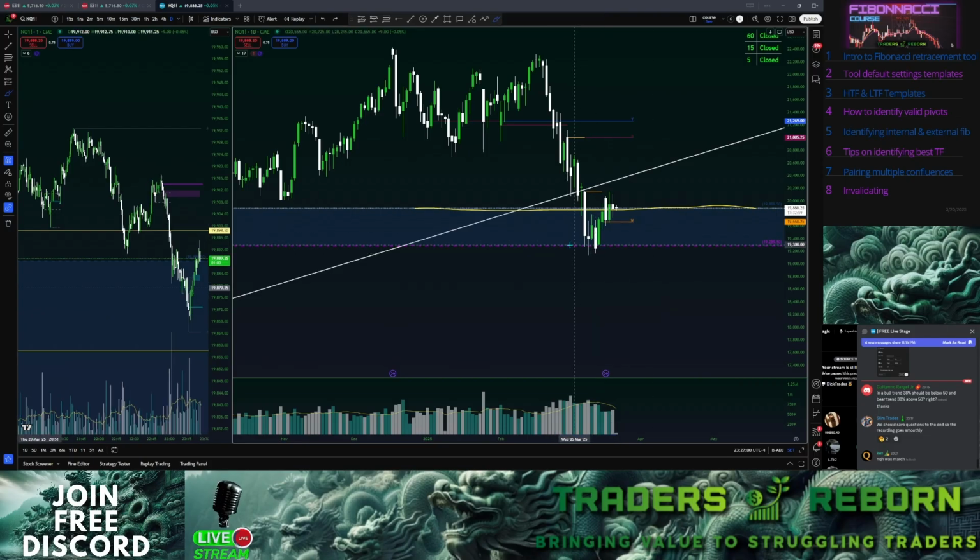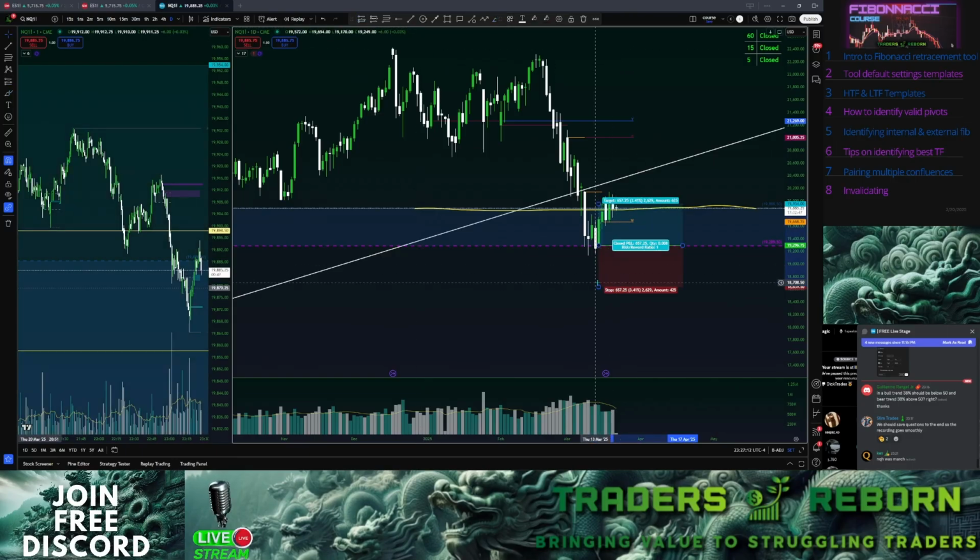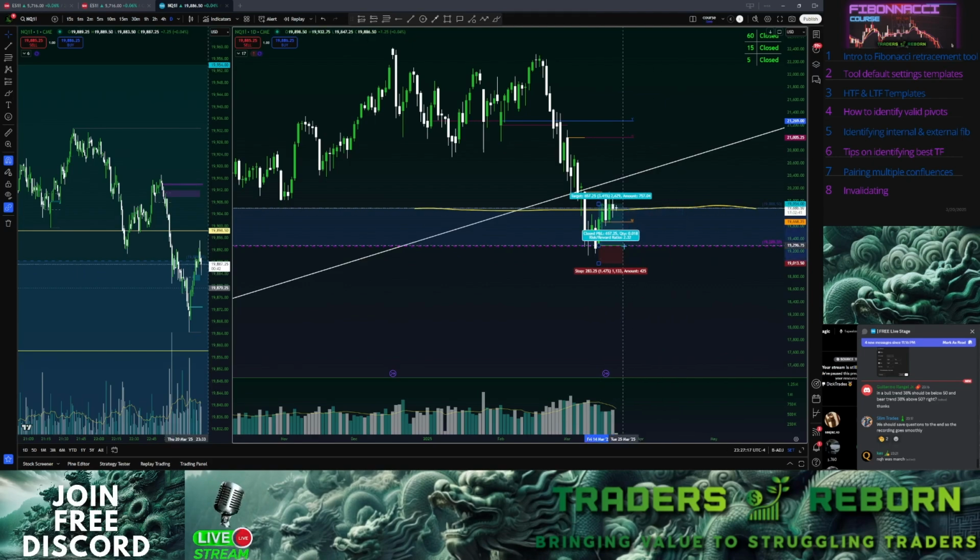A lot of times, once price hits here, you can actually take an entry right there, put a stop loss with a little space, and that's your trade. A lot of times it does work, but for me personally, I like to wait for confirmation. I don't like to just enter just because.